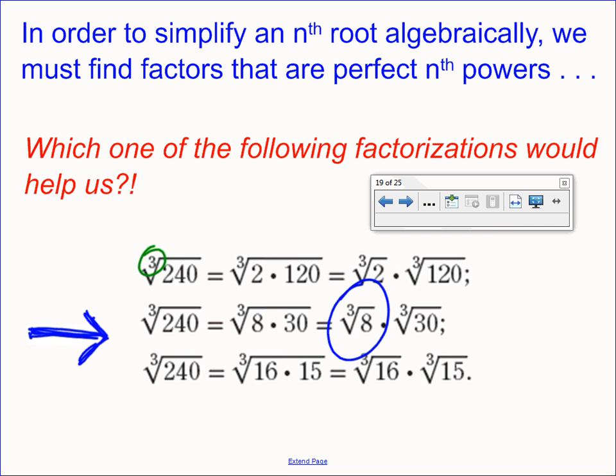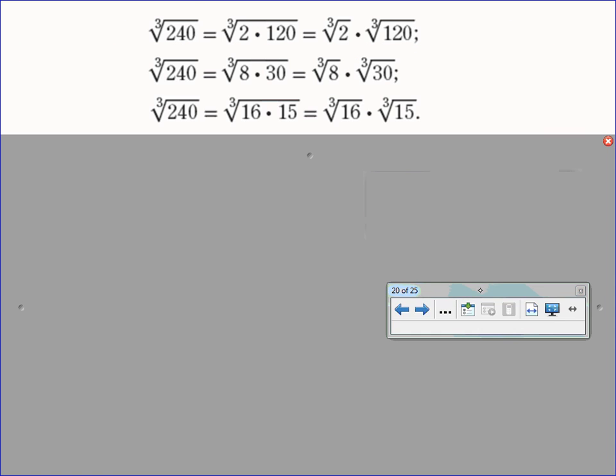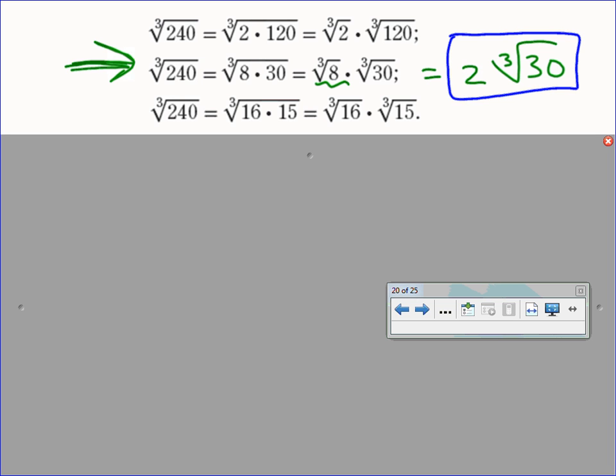Let's go ahead and finish this one out then. So in this middle factorization, Ben told us this is the only one that's useful. Why? Because the cube root of 8 is equivalent to 2, and the cube root of 30 doesn't contain any more perfect cube factors. So my final answer, fully simplified, would be 2 cube root of 30. That's as far as we can go.